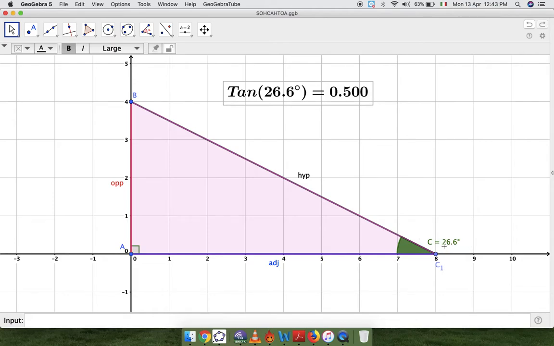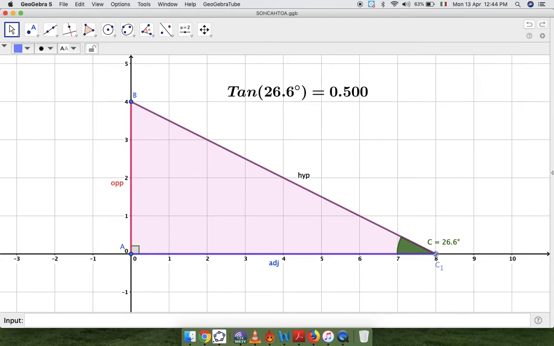So in other words, when the angle works out to be, I know it's a little weird, 26.6 degrees in a right triangle, the tangent of 26.6 degrees is 1/2 because the opposite side is half as long as the adjacent side. Notice again, we're not talking about the hypotenuse. It doesn't come into play.